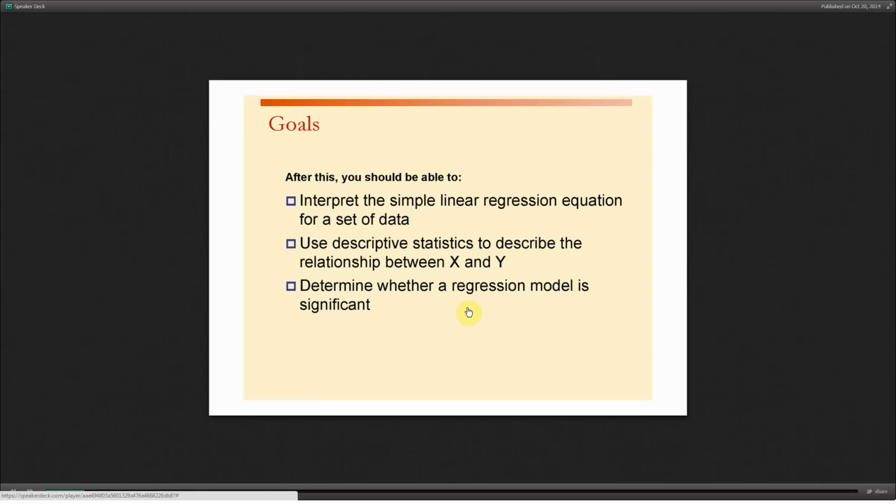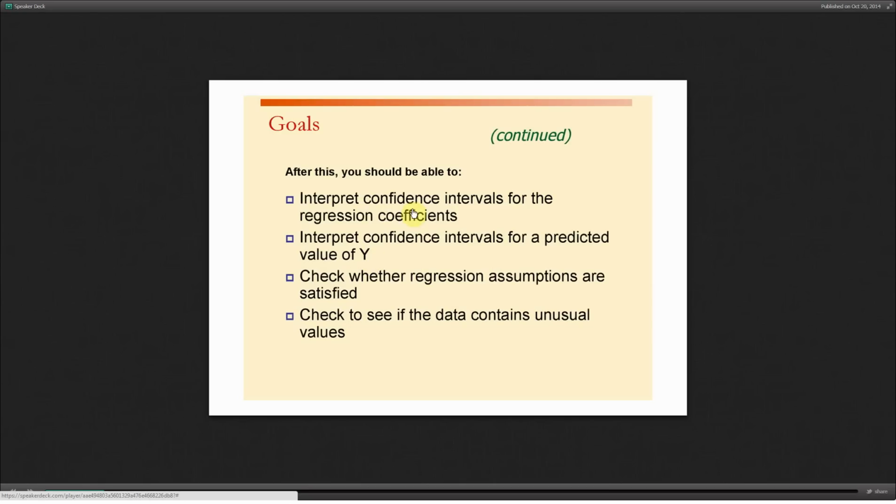Of course, at the end of this module, you should be able to do basic simple linear regression, things like describing the relationship between x and y, and determine whether a regression model is significant, and I would add to this, valid. Interpret confidence intervals for the regression coefficients, what those are and what they mean, and talk about interpreting a prediction of y, or the dependent variable, with confidence, checking the assumptions, which is checking the validity of the model, and see if the data contains any unusual values or outliers.